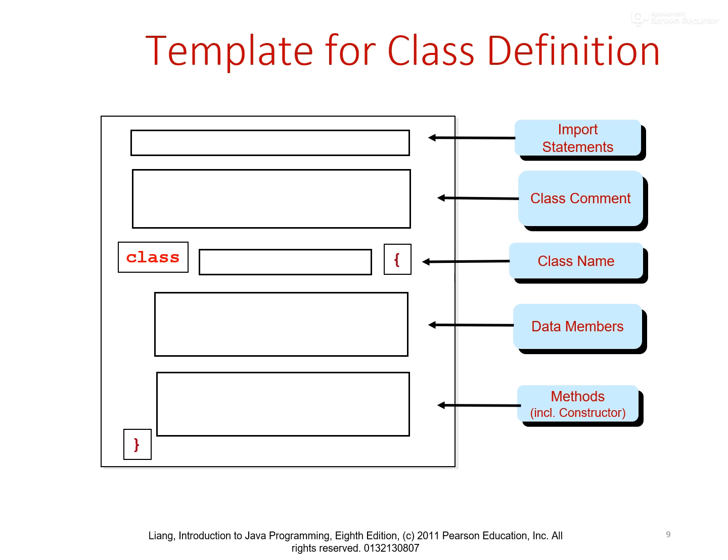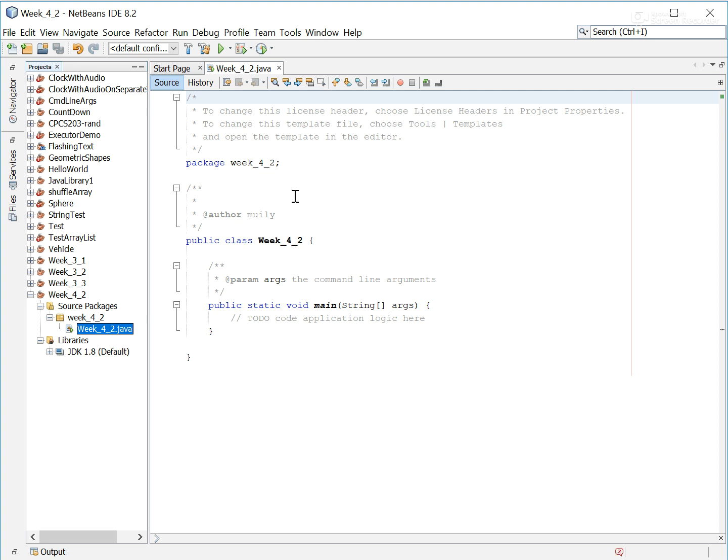Okay, so let me switch over to a new project. I'm calling this one week 4.2. When you create a new project, you basically get just this one source file.